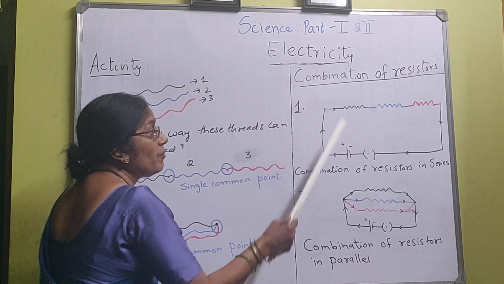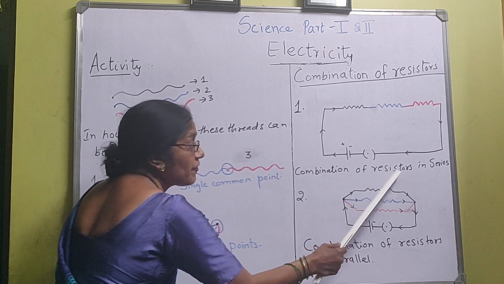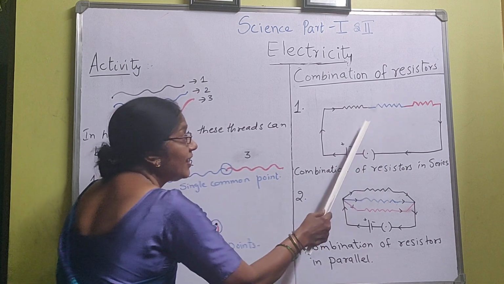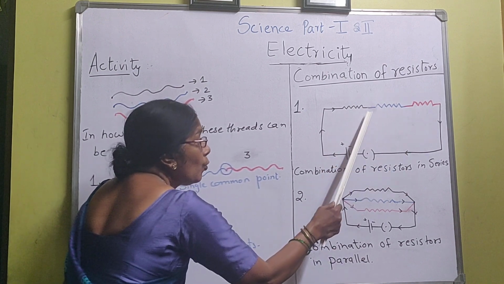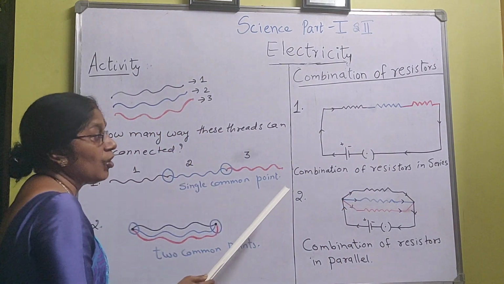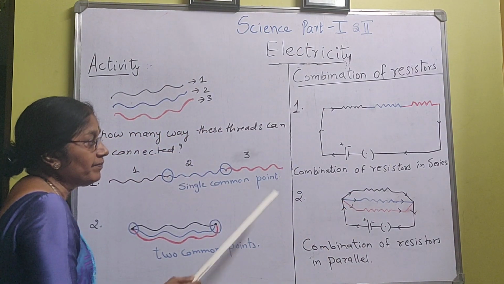There are two types of combination of resistors. One is combination of resistors in series. You can see here all the 3 resistors are connected side by side with a single common point. We call it a combination of resistors in series.